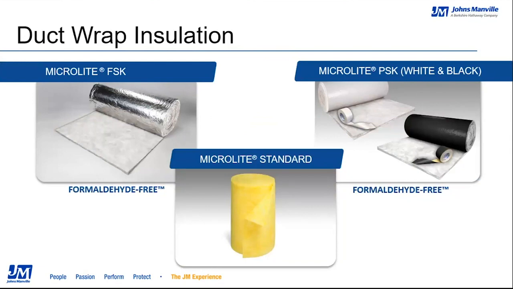These are 2 different types of facing. It's a poly scrimcraft facing that's put on with a matching tape for aesthetic applications, as well as controlling condensation when you're looking for a little bit more of a finished look in some sort of exposed ceiling in a building. And then the third product, in the middle here, is our Microlite Standard, which is just an unfaced type product. It's just a basic fiberglass blanket. We can also add a vinyl facing to that, so just a utilitarian type product that we offer.